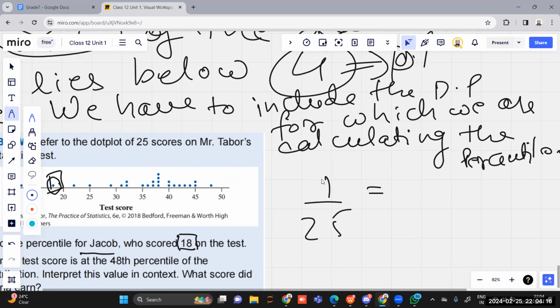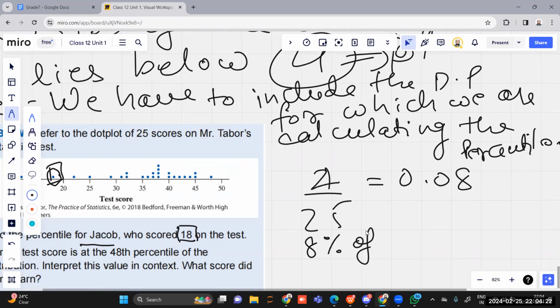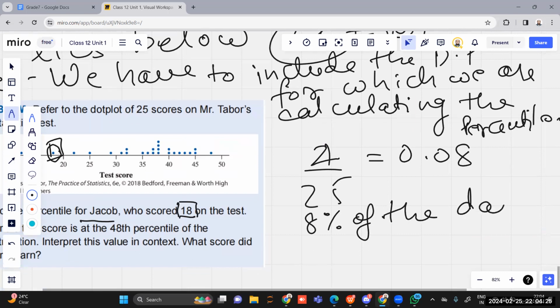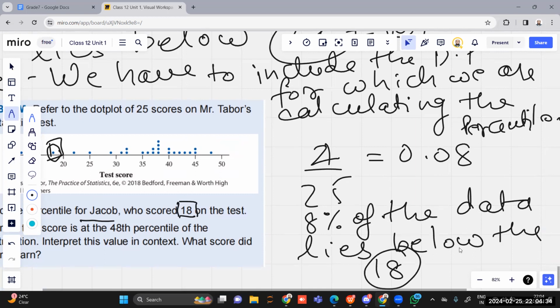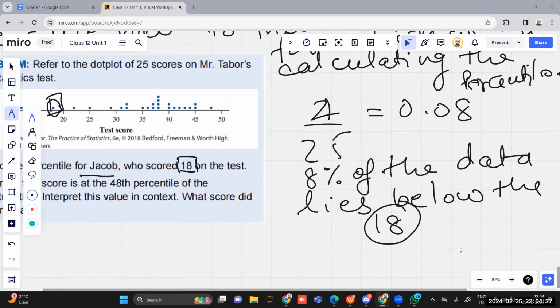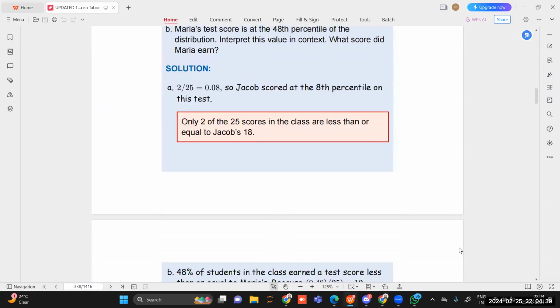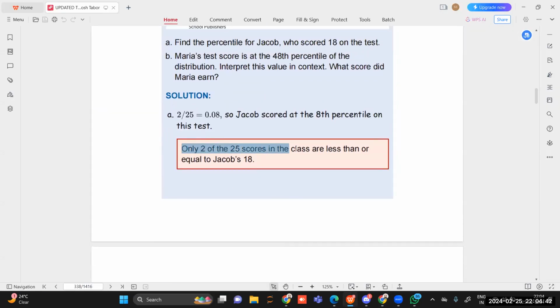That's it. Okay. So it's 2/25, so it is 0.08. So what does this mean? 8% of data lies below the score 18. Yes or no? See, only two of the 25 scores in the class are less than or equal to. If we had taken 1/25, it would be only less than. But we have taken 2/25, so it is less than or equal to Jacob's score of 18 in the test.